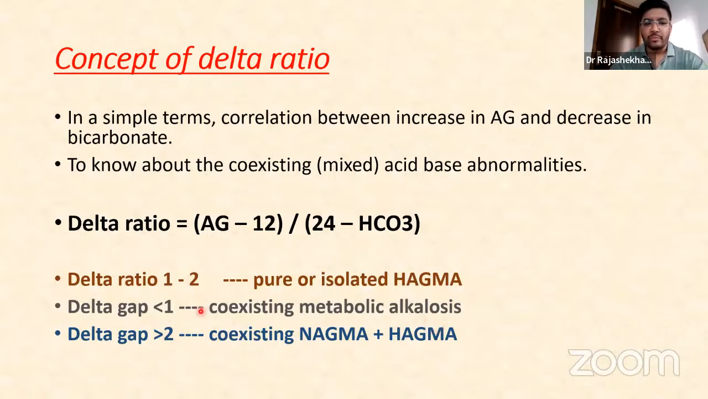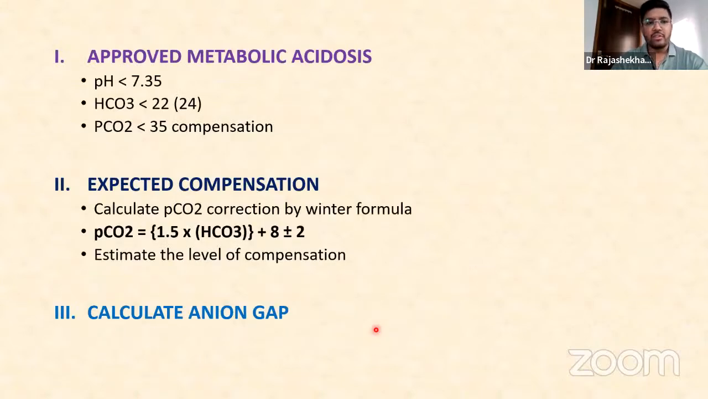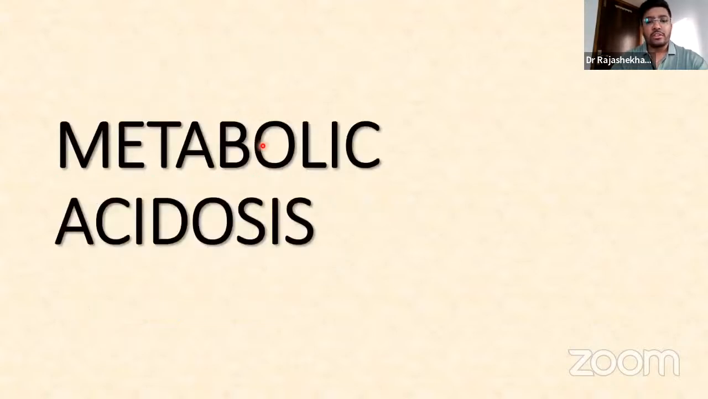This is also very, very important. By delta ratio, we can identify two mixed acid-base disorders: high anion gap metabolic acidosis with metabolic alkalosis, and high anion gap metabolic acidosis with non-anion gap metabolic acidosis. Even though these are different entities, both can coexist in the same patient. That is the beauty of this medicine. It looks very complex, but it is very easy if you understand the concept. As I told you, today's discussion is mainly about metabolic acidosis.